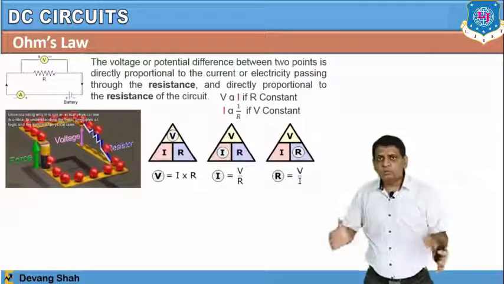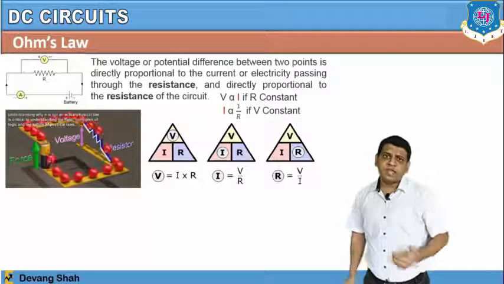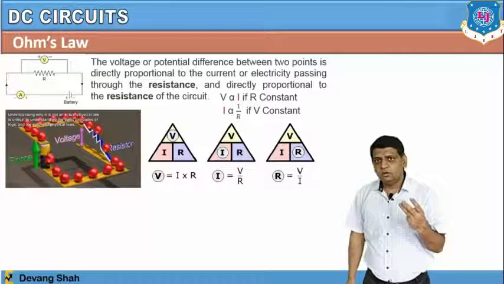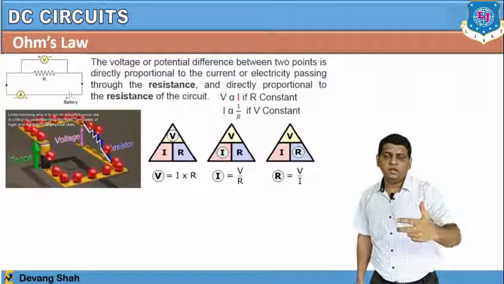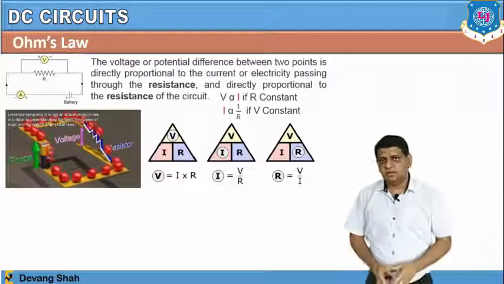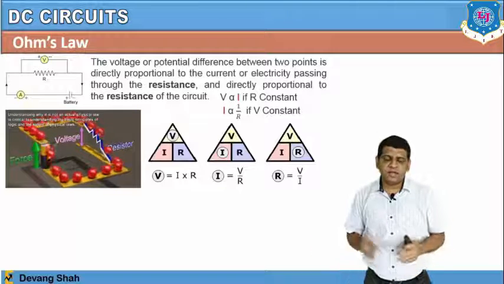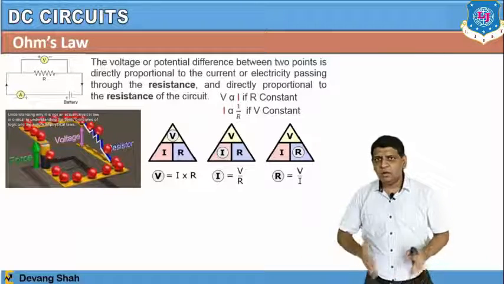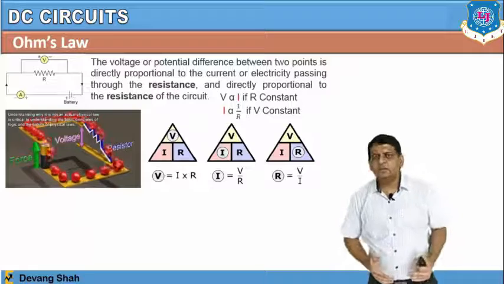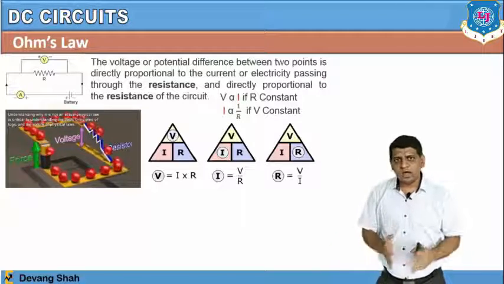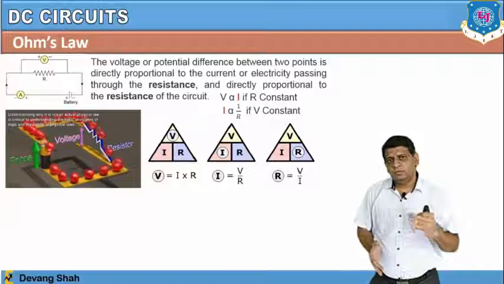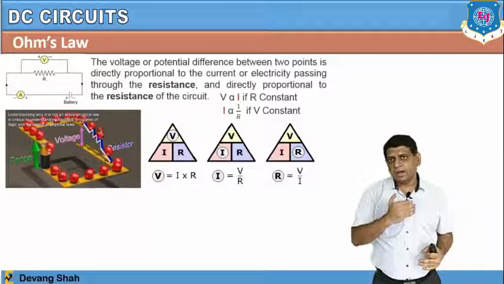So from Ohm's law, if you follow this triangle, you can get three equations, including the two kinds of relation that we just discussed: V is equal to I into R, I is equal to V by R, and R is equal to V by I.